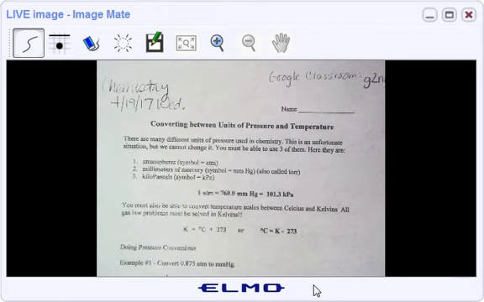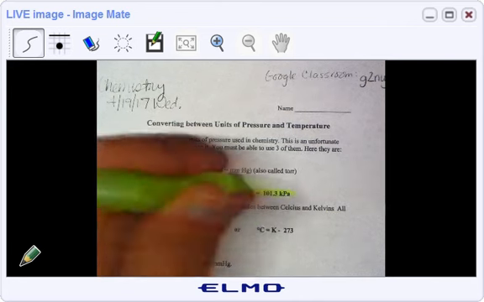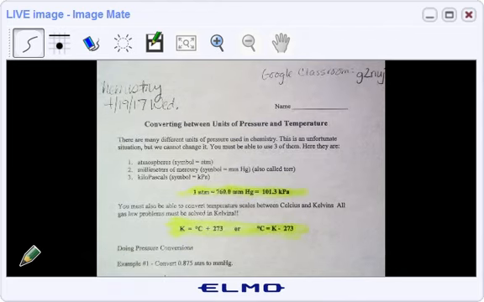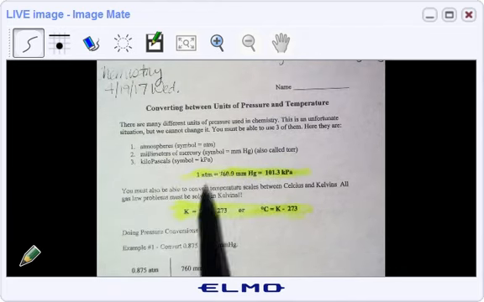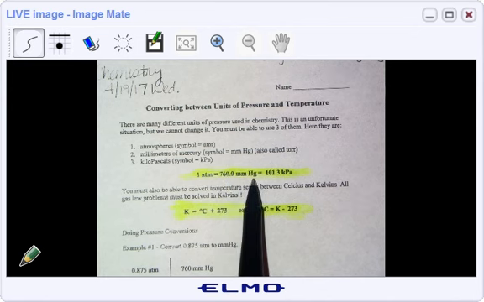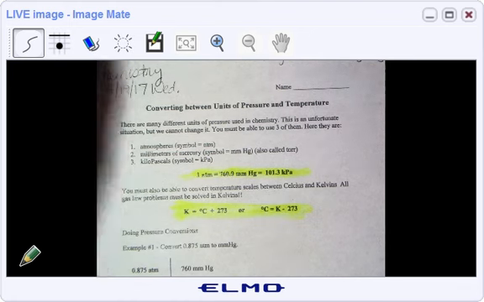Okay, I'm going to be converting units of pressure and temperature. Here are the conversion factors. It says 1 ATM is equal to 760 mmHg, which is equal to 101.3 kPa.